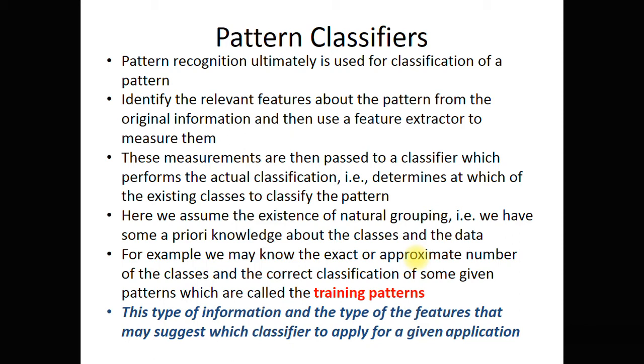So we have to have the information about the classes, the number of classes. For example, we may know the exact or approximate number of classes and the correct classification of some given patterns, which are called as the training patterns. So as I said, we require to train the neural network, and we need to know which class those patterns belong to, when we go for the training. This type of information and the type of the features may suggest which classifier to apply for a given application. So as I said, neural network learns from the data, so we have some kind of insight about which type of classifier can be used for a particular application.